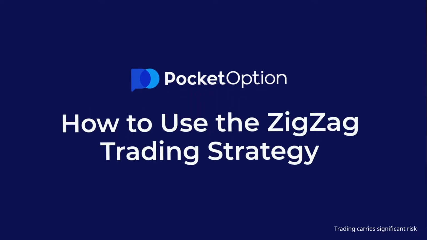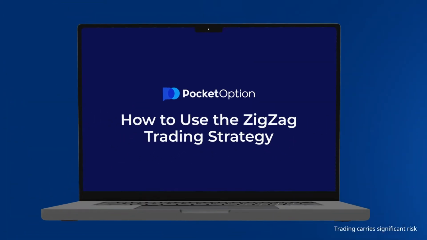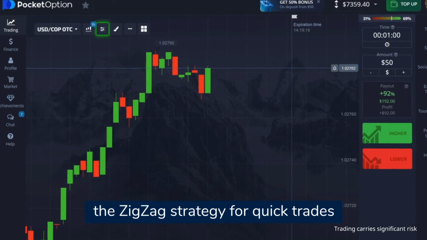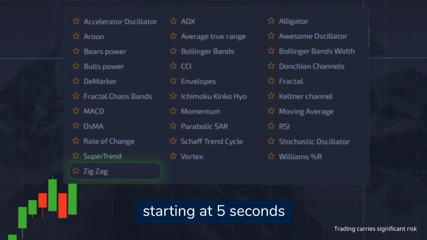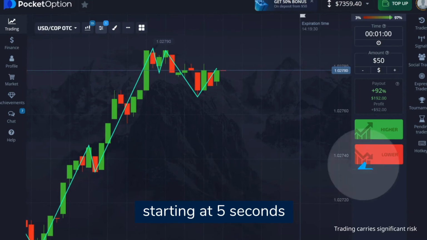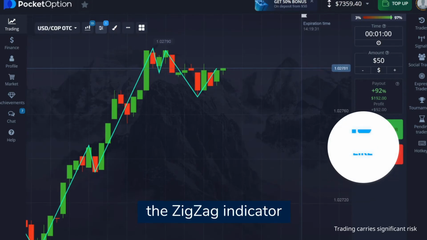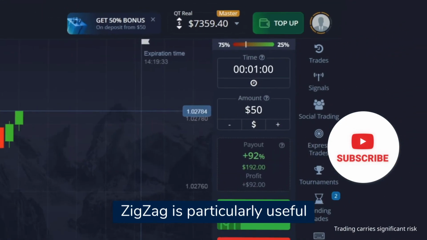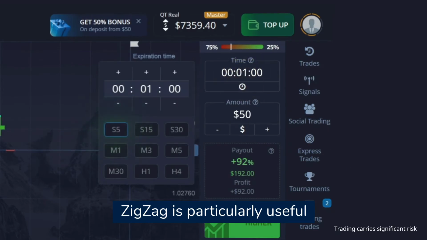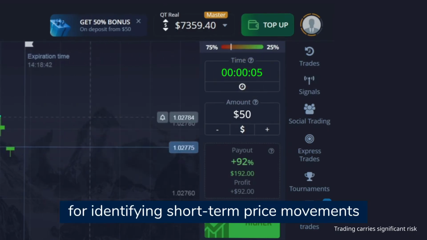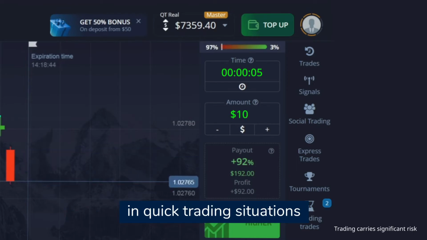How to use the ZigZag trading strategy. Today we'll show you how to use the ZigZag strategy for quick trades starting at 5 seconds. This strategy is based on using the ZigZag indicator. ZigZag is particularly useful for identifying short-term price movements in quick trading situations.